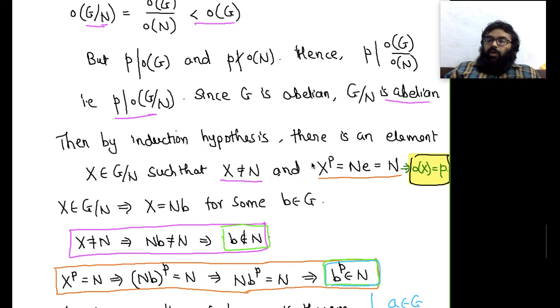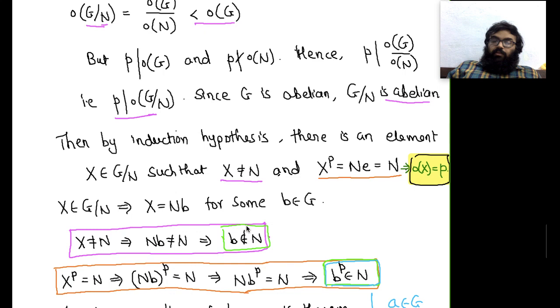Then what must be the order of x? The smallest integer, so it will be smaller, less than or equal to p. Let the order of x be m. m is less than or equal to p, but by that exercise m divides p. So m equals 1 or p, because p is prime. 1 is not possible because x is not identity. So m must be p. Therefore order of x is p. That is our first conclusion. We are going to get a contradiction here.